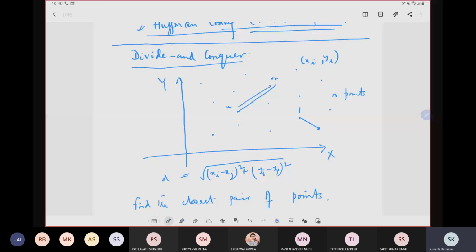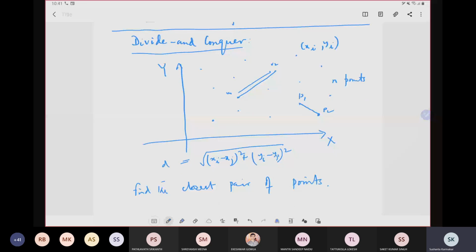Okay. So I believe this problem has not been done earlier. I believe so. So let us try to solve this problem. And this problem has a little part of divide and conquer.